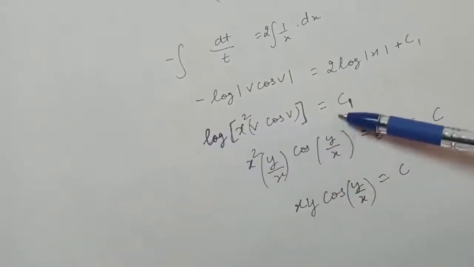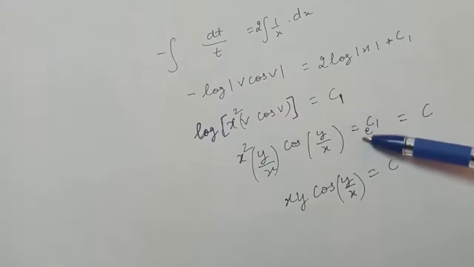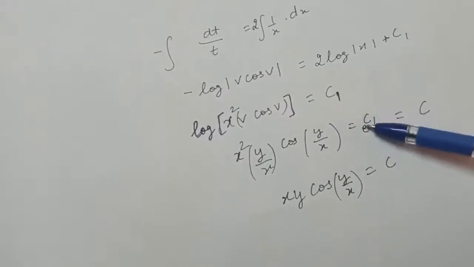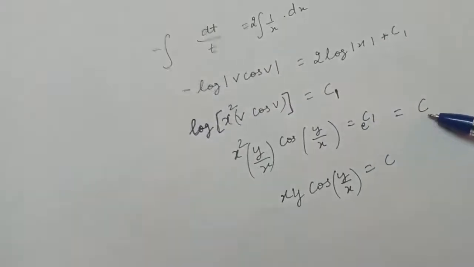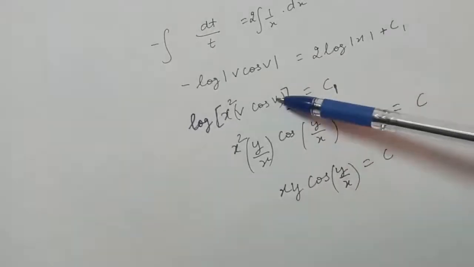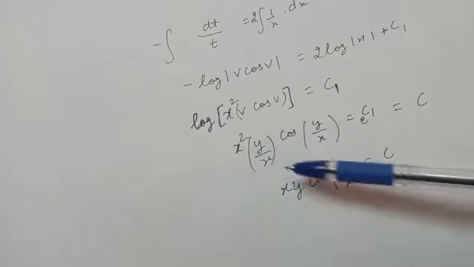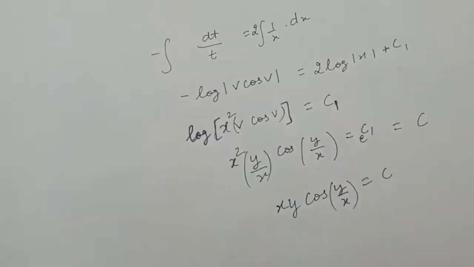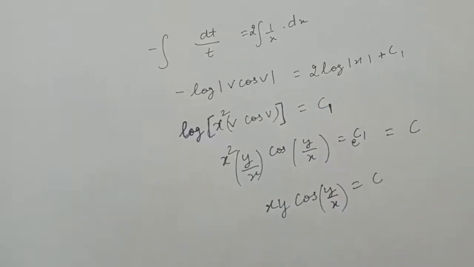Take this log on this side, so it will be e raised to the power c1. It is again a constant, so you can give it any value. So in place of this, just write down c, and in place of v, write down y by x. So the final answer will be xy into cos y by x equal to c.